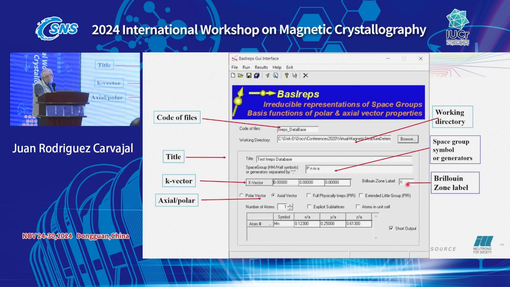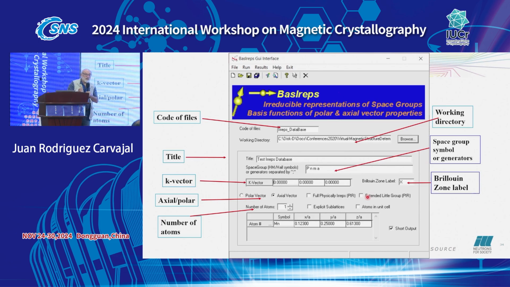You can put here, select for getting the basis vector and so on, with axial or polar. Axial vector always for magnetic structures. And here, we have also the possibility to use, you see here, full physically irreducible reps and extended little group reps. When you click here, you read the database of isotropy.